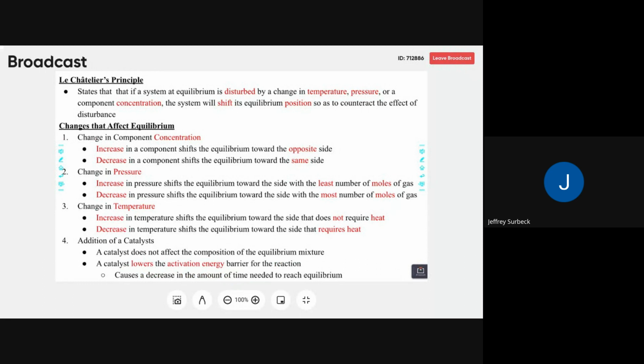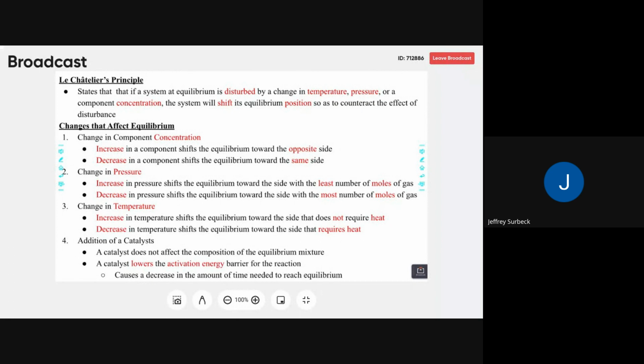Pressure. We have kind of sort of talked about this. I don't really get into pressure because we haven't talked about our actual gases unit. If we increase the pressure, think of a balloon. We squeeze it, it's got to relieve itself. So it's going to relieve itself to the side with the least number of moles of gas. If we decrease pressure, again, it goes to the side with the most moles of gas.